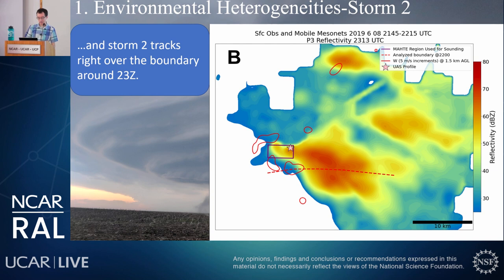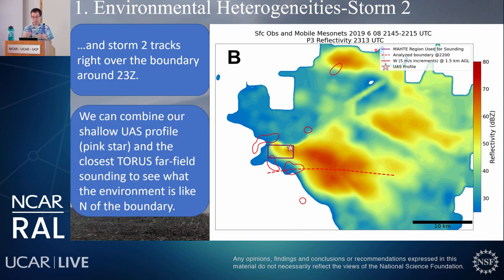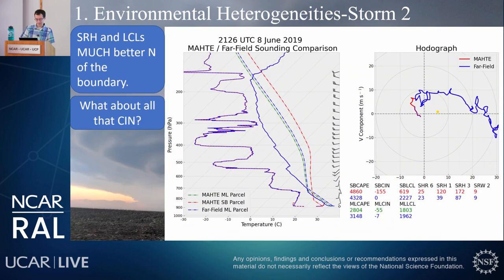And for storm two, this is the P-3 reflectivity and dual-Doppler vertical wind. And this is the vertical wind at about 1.5 kilometers. So it's not that strong, but it's there. And you do have the updraft tracking kind of right over the boundary. So what did that air north of the boundary actually look like? Well, we can combine our shallow UAS profile at that pink star here and the closest TORUS far-field sounding to see what that environment looked like.